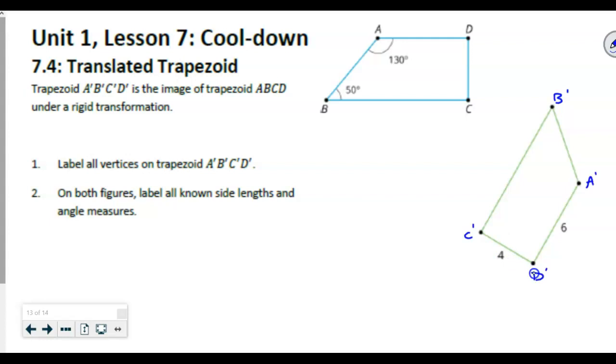We can also see that C prime D prime has a length of 4, so that means CD would also have a length of 4 because we're not changing the measurements at all. And A prime D prime had a measurement of 6, so AD will also have a measurement of 6. And we can use that going the other direction too. Angle A and A prime would both have 130 degree measures, and B and B prime would also have the same measures, 50 degrees there.